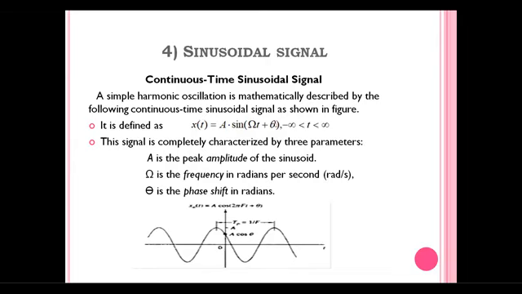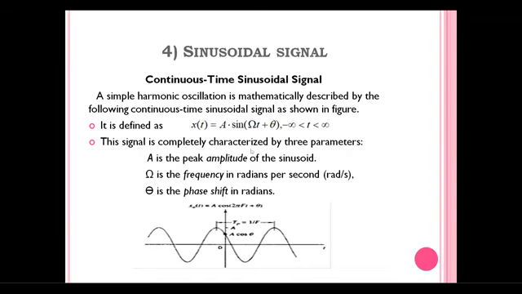Each sinusoidal signal has 3 parameters. A is the amplitude, the peak amplitude of this sinusoidal waveform. ω is the radian frequency or angular frequency, where ω = 2πf. f is the frequency in hertz, and ω is the frequency in radians per second. t is the variable time, and θ is the phase shift of the sinusoidal waveform.